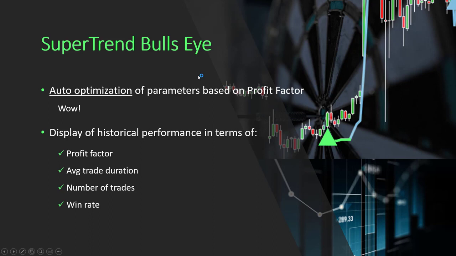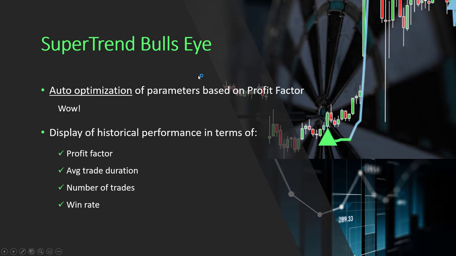So how does SuperTrend Bullseye do this? Well, it looks at historical price action, and based off the history of price, it will look at which settings would have given us the best outcome. And these settings, these optimized settings, will then be used moving forward. Okay, so this is what we call the auto optimization feature of SuperTrend Bullseye.